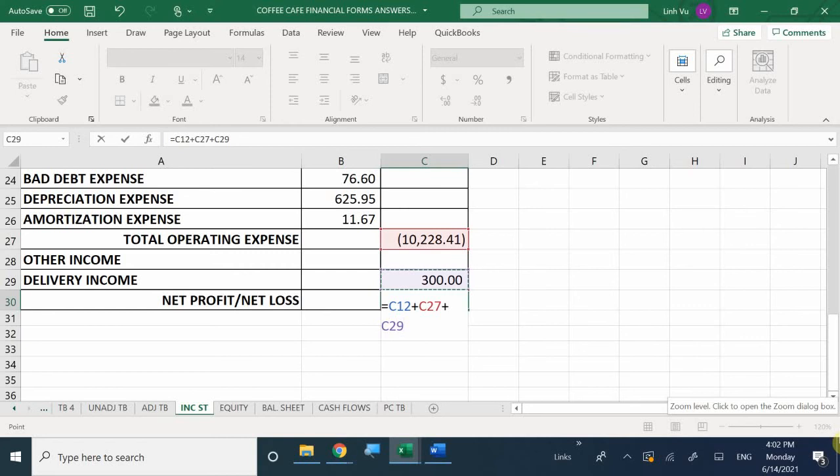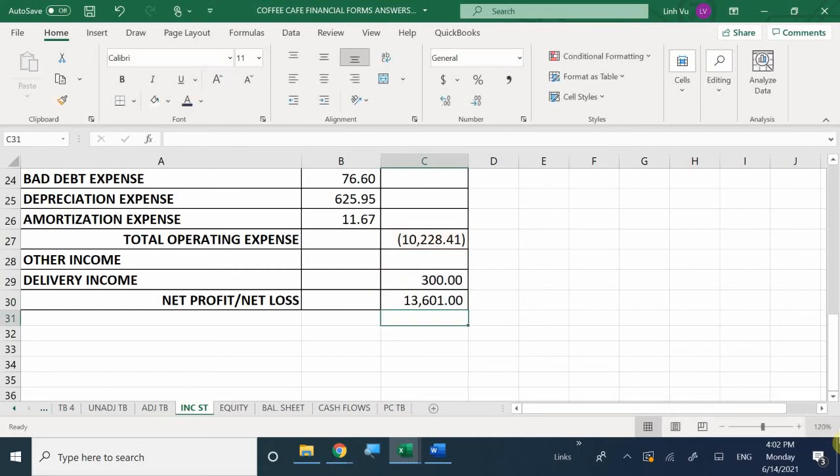We made money, $13,601. $13,601 even. Wow. Can I see that formula again?